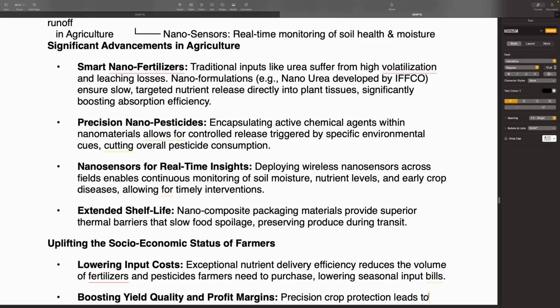Precision nanopesticides. Encapsulating active chemical agents within nanocarriers allows controlled release triggered by specific environmental cues, cutting overall pesticide consumption. Nanosensors for real-time insights. Deploying wireless nanosensors across fields enables continuous monitoring of soil moisture, nutrient level, and early crop diseases, allowing for timely interventions. Extended shelf life. Nanocomposite packaging materials provide superior thermal barriers that slow food spoilage, preserving produce during transit.